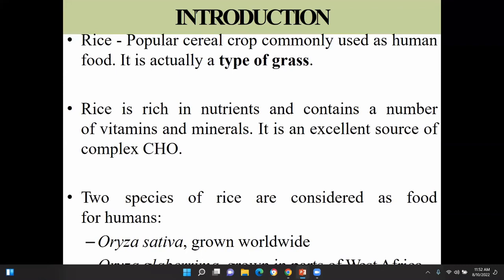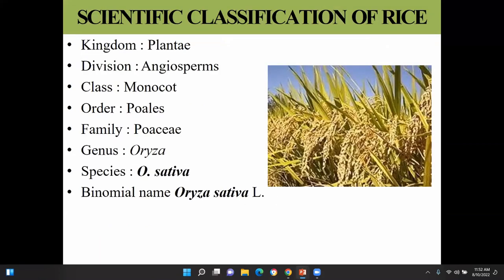If you are asked to write the scientific name of paddy in any exam or anything, you write Oryza sativa. That's enough. No need for another one. That is normally the worldwide name, Oryza sativa.